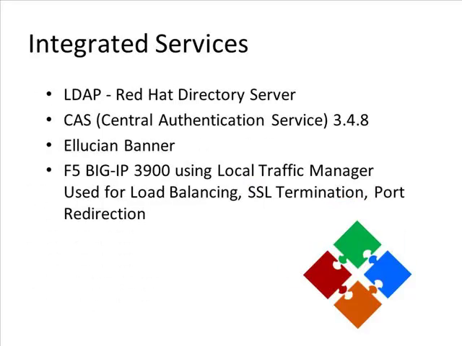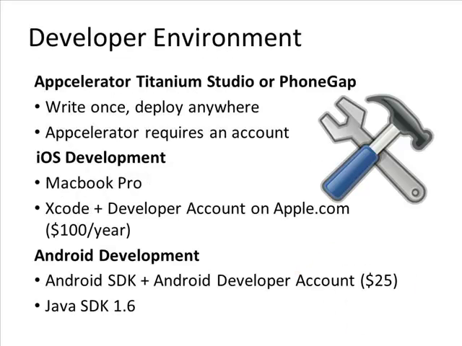These are the key services that uMobile and uPortal will integrate with. LDAP and CAS are our two authentication services. Luminis and Banner are used to integrate our student data with our portlets. And also we're using the F5 load balancer for CAS and uPortal, which has SSL termination and port redirection.